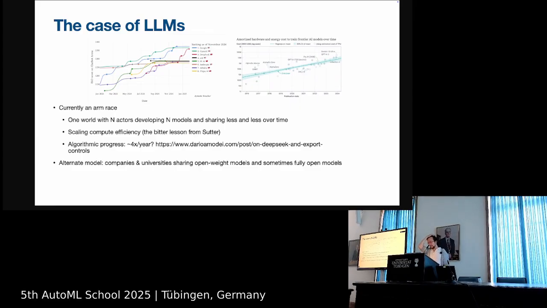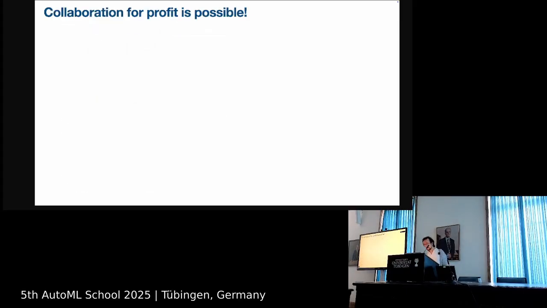And there is an alternate model, obviously, where companies and universities share open weight models, sometimes fully open models and code. For instance, Meta, Google, and Mistral shared a lot, and there are also fully open models shared by universities, but also by, for instance, Apple. So companies also sometimes do it. So maybe you're like, yeah, but it's nice, but you can't collaborate for profit, as two things you cannot reconcile.